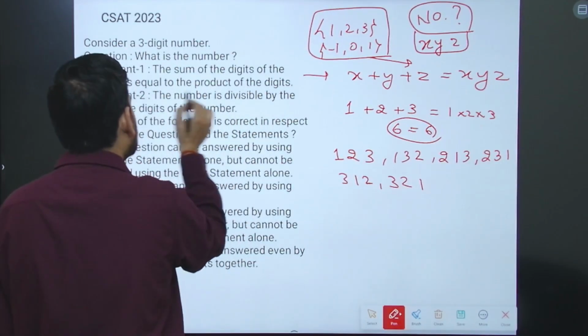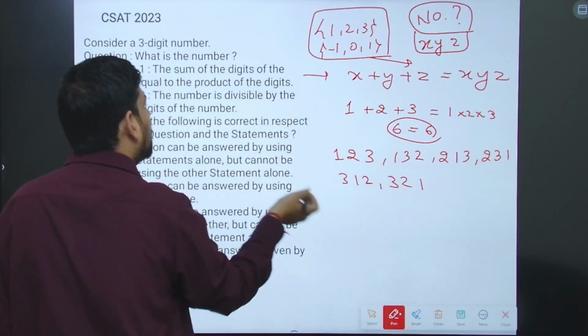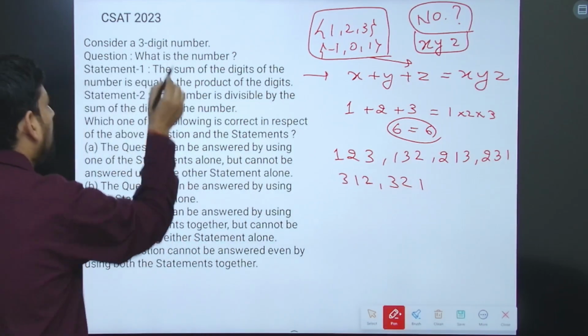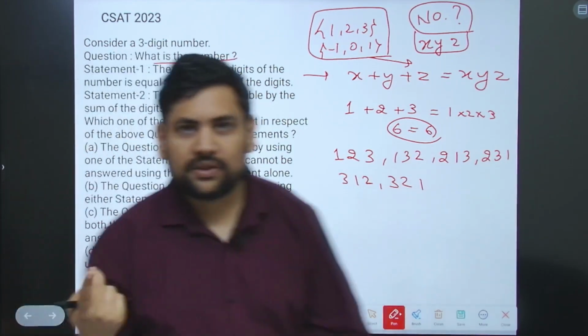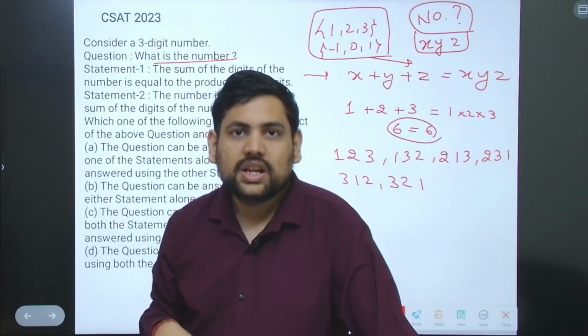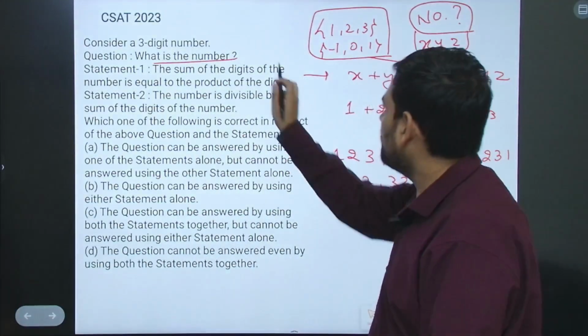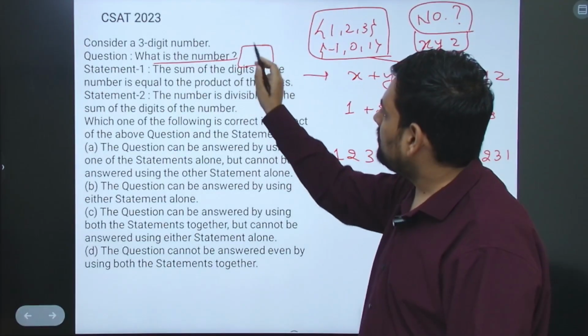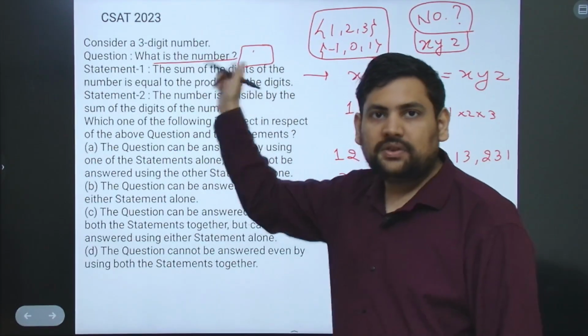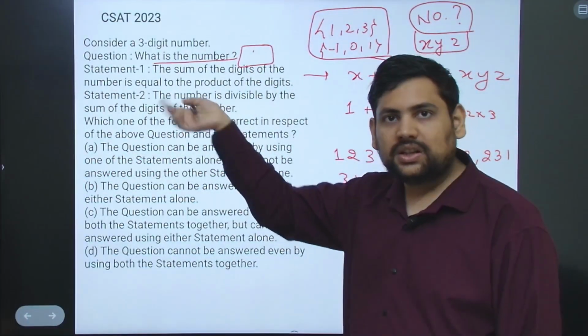The sum of the digits is equal to the product of the digits. Now it is asking you what is the number. So what kind of question is this? This is a kind of question in which you should get a unique answer. What is the number? There is one small box where you have to fill that number. If you can fill that number, that is sufficient, otherwise not.